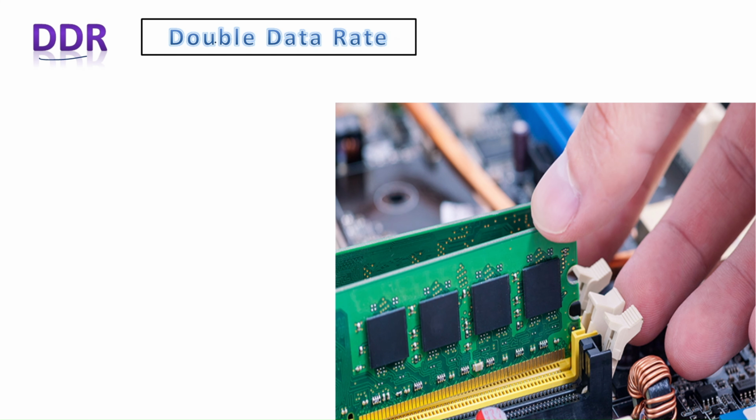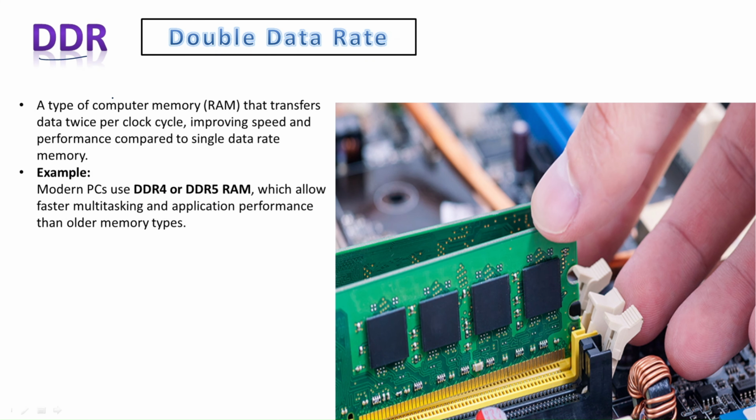DDR, that is double data rate. So it is a type of computer memory, that is RAM, that transfers data twice per clock cycle, improving speed and performance compared to single data rate memory. Example, modern PCs use DDR4 or DDR5 RAM, which allow faster multitasking and application performance than older memory types.